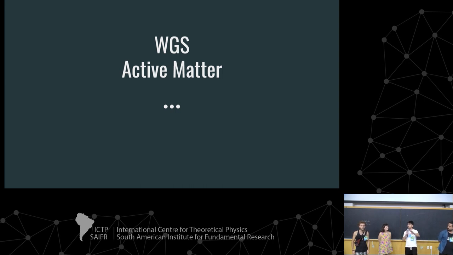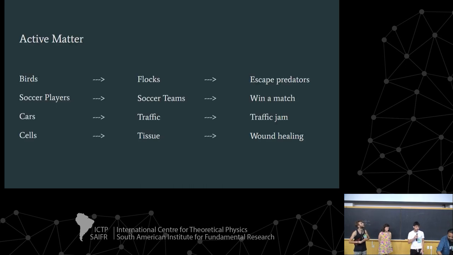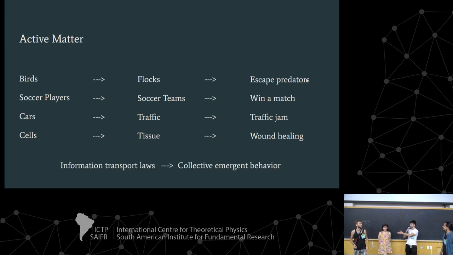We are going to tell you a little bit about active matter and share some experience that we have from the working group sessions. The basic idea about active matter is that it's a field of physics that studies how individual active particles like birds, soccer players, cars, or cells interact with each other to form macroscopic structures like flocks, soccer teams, traffic, or tissue, in order to execute some collective behavior like escaping predators, winning a match, traffic jams, or wound healing. Or avoiding traffic jams, exactly.